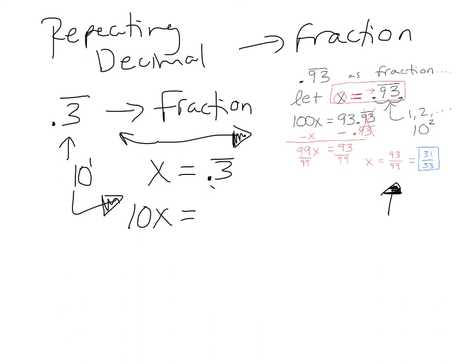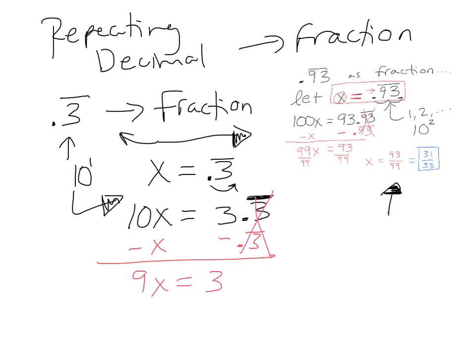When you do that, the decimal just moves over once. So you've got 3.3 repeating. Now we're going to do the same thing, subtracting x from both sides. x is the same as 0.3 repeating, so on the left side you'll have 9x, and on the right side you'll have just 3, because we've gotten rid of the repeating part. When you divide by 9 on each side, you'll see what x is. x is equal to 3 over 9, which simplifies to 1/3.